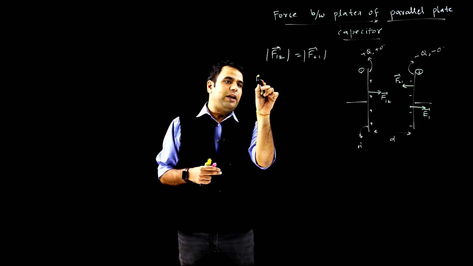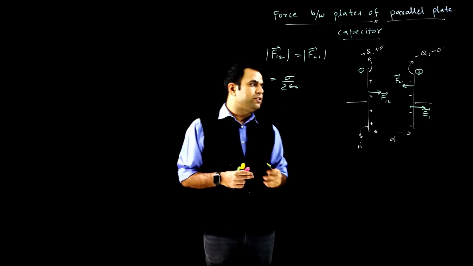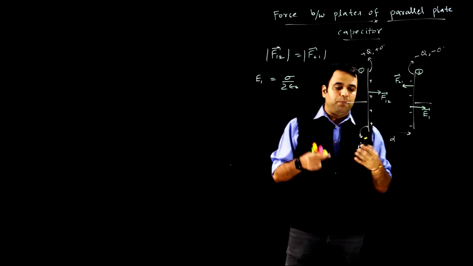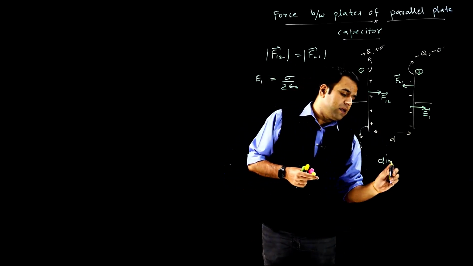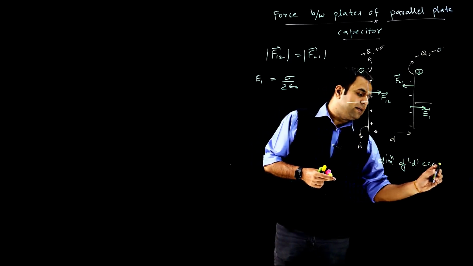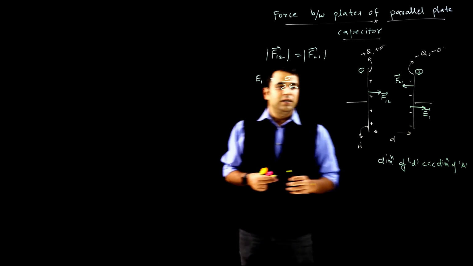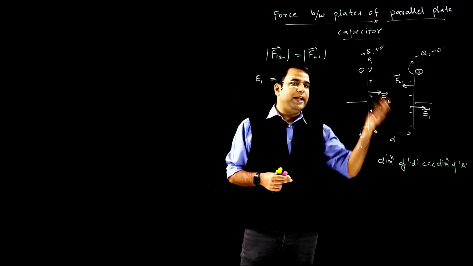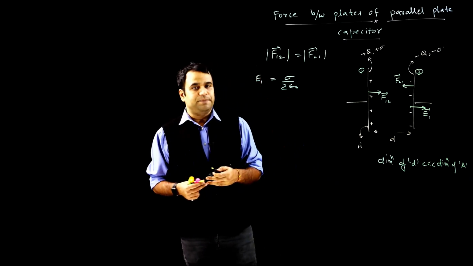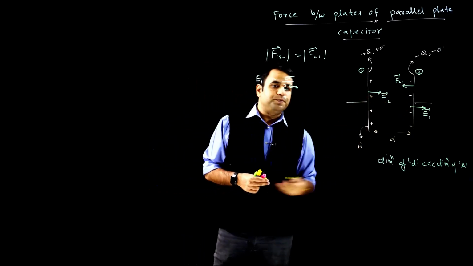So the magnitude of E1 will be equal to sigma upon 2 epsilon naught, because for this point this plate will behave as if it is an infinite plate. Since it is a parallel plate capacitor, the dimension d will be quite small compared to the dimension of the cross-section area. So for all inside points, these plates will look like they are of infinite dimension, and I can use the formula for an infinite plate. This is the electric field applied at plate 2.